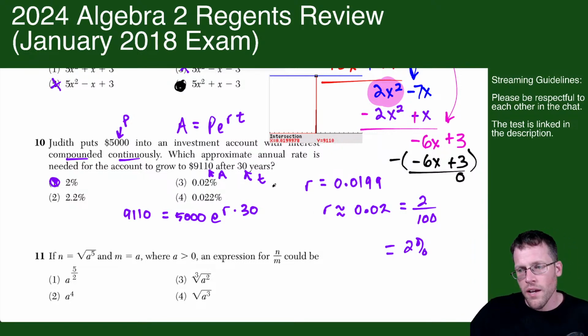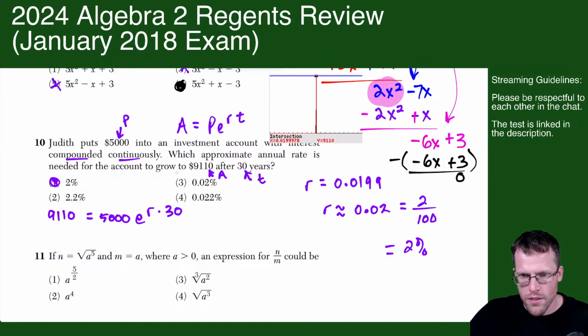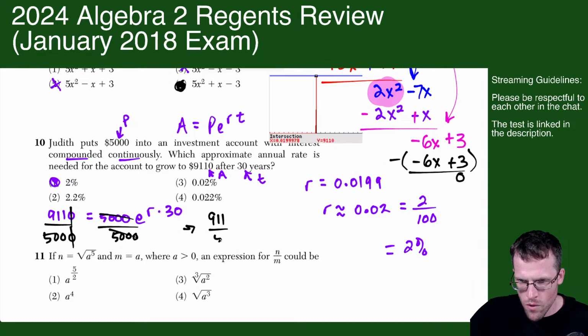If you want to do this by hand, you're like, wait a minute, what if they give me a log or an exponential equation in the free response and I have to do this algebraically? Then you're going to get the E term by itself. You divide by 5,000 on both sides. To make life a little easier, you could get rid of those trailing zeros. And now you have 911 over 500 equals E to the 30R.